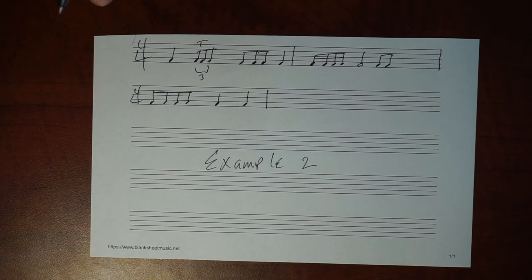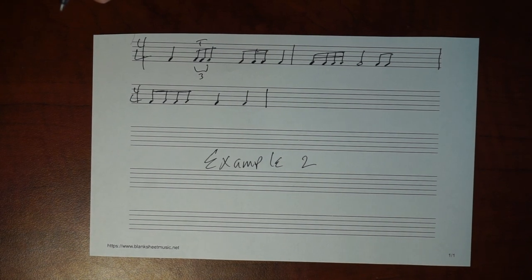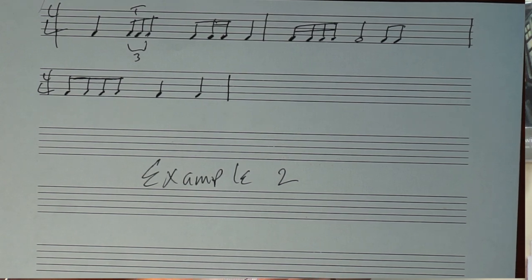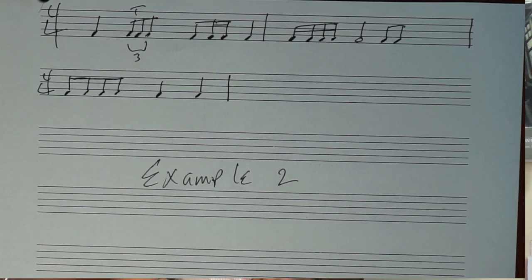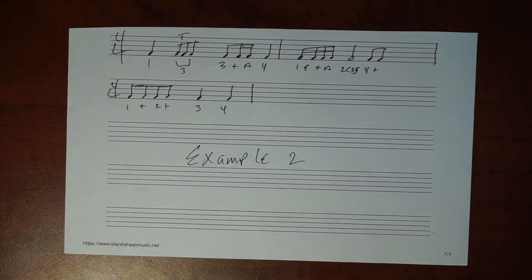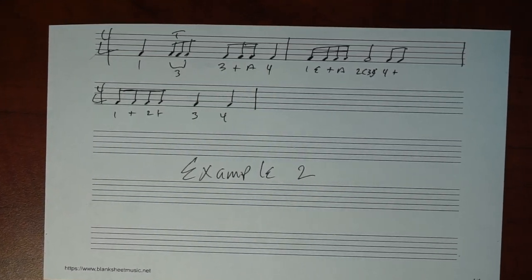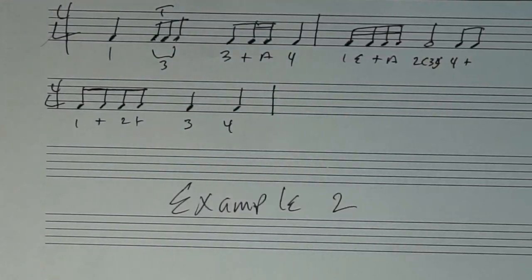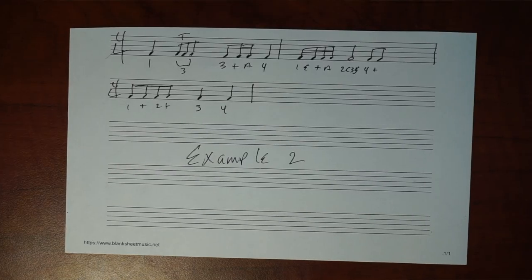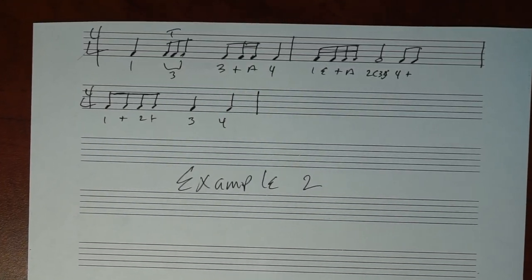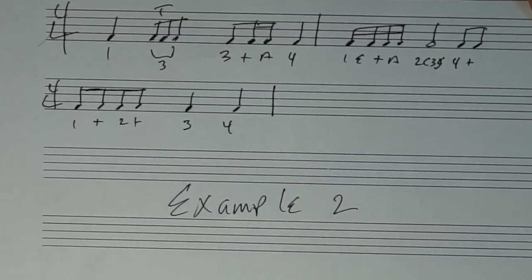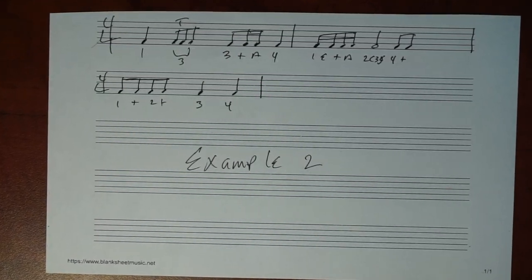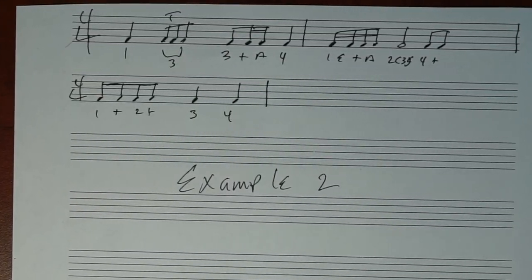Example 2. First, I look at the time signature. There are 4 beats that I can see. Great. I start with the number 1. So here I go. 1, triplet, 3 and a 4, 1 and a 2, 4 and 1 and 2 and 3, 4. Let's do it one more time. 1, triplet, 3 and a 4, 1 and a 2, 4 and 1 and 2 and 3, 4.